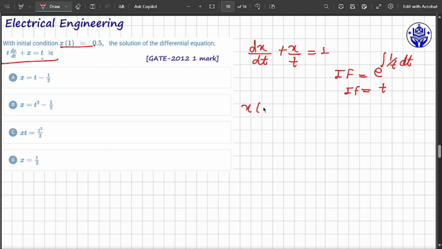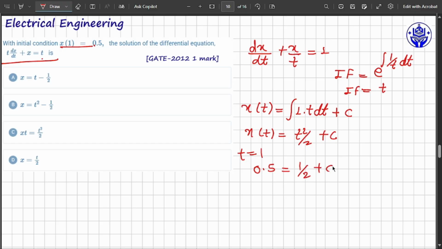Now the solution: x into the integrating factor equals the integration of the right hand side dt plus c. Then x of t is nothing but t square by 2 plus c. Whenever you put t equals 1, it will be 0.5 equals 1 by 2 plus c. Then c equals 0 here. So x of t equals t square by 2.